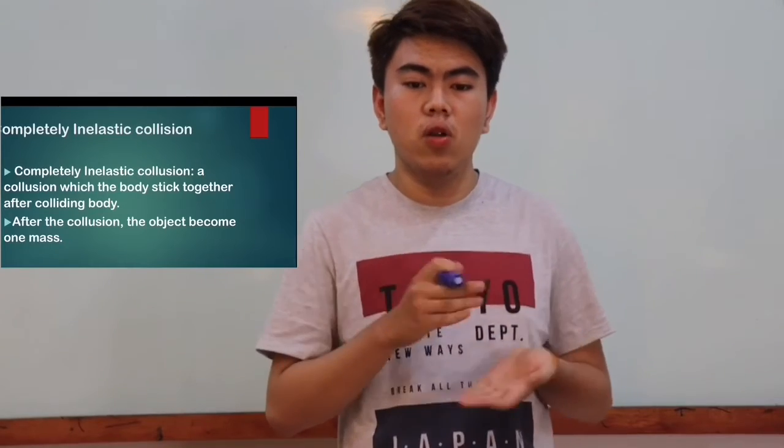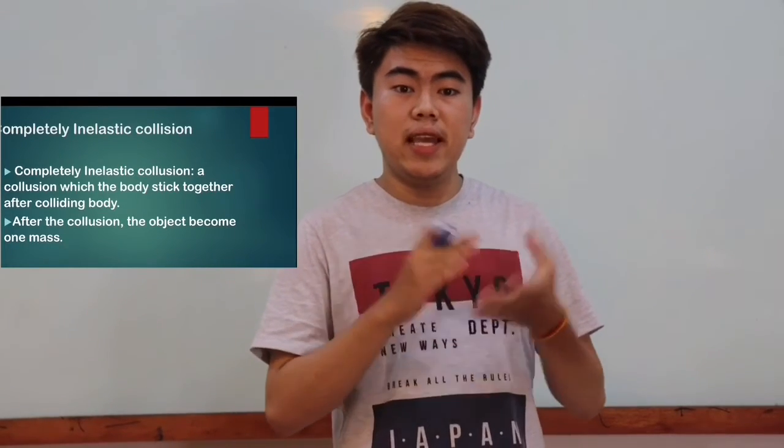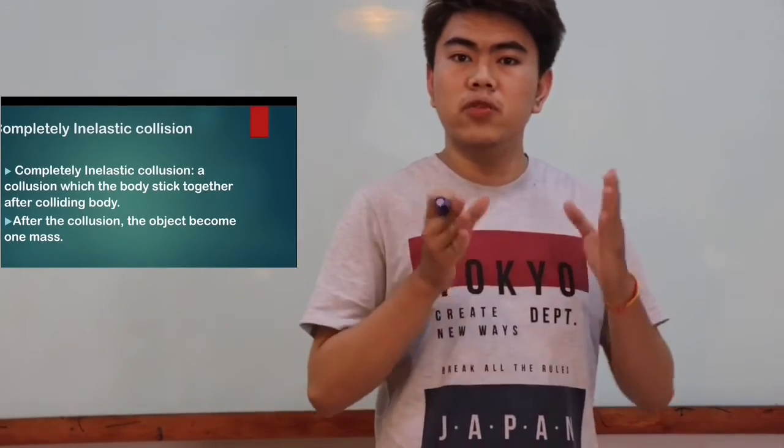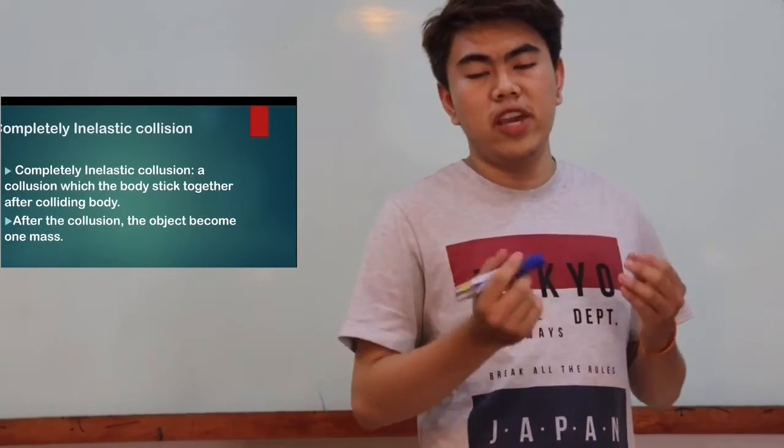So right now we move to another most important aspect of the inelastic collision. It is the completely inelastic collision. So what is a completely inelastic collision? According to the definition, a completely inelastic collision is a collision in which the objects stick together after the collision. So right now I'm going to demonstrate it with the figure.